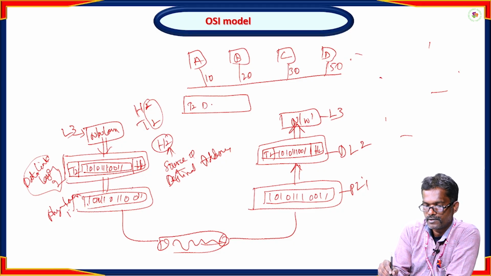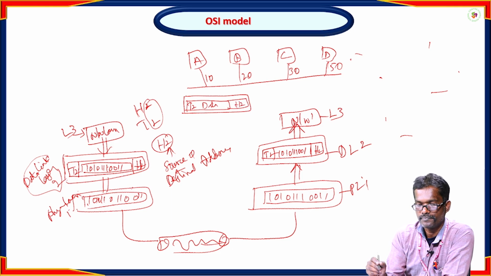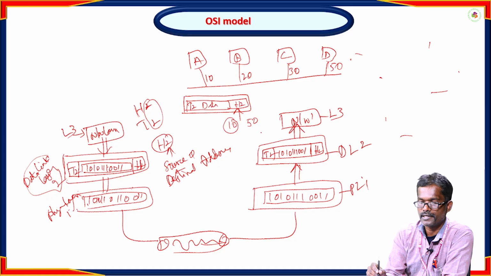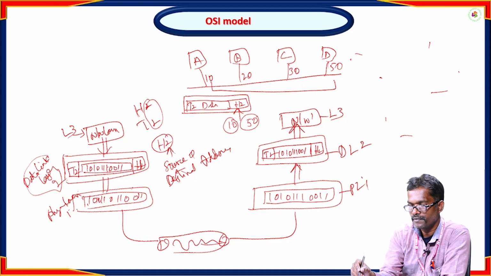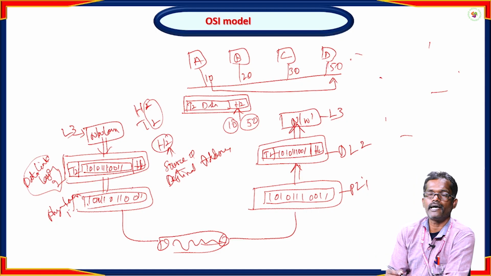T2, data, and here we have H2. In this place we have 10, 50. That means 10 is the source address and 50 is the destination address. This packet will move from 10 to 50. This is a simple example regarding the data link layer.